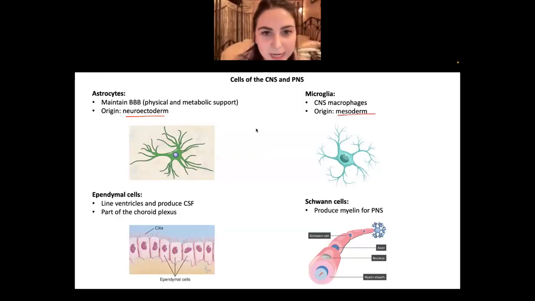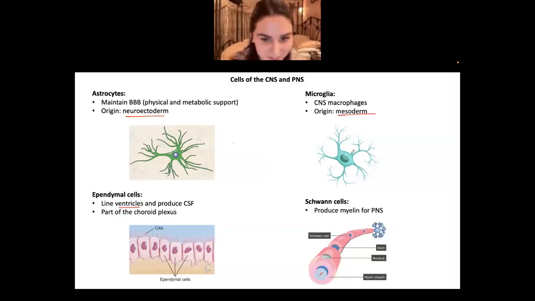Ependymal cells, we'll talk about them today because we're going to be talking about cerebral spinal fluid a little bit and hydrocephalus as the pathology state. These line all of the ventricles. So there's four main ventricles within the brain, the CNS, that we're going to talk about. The ependymal cells line them and they produce cerebral spinal fluid. They're a part of the choroid plexus, which will make sense when we talk about it.